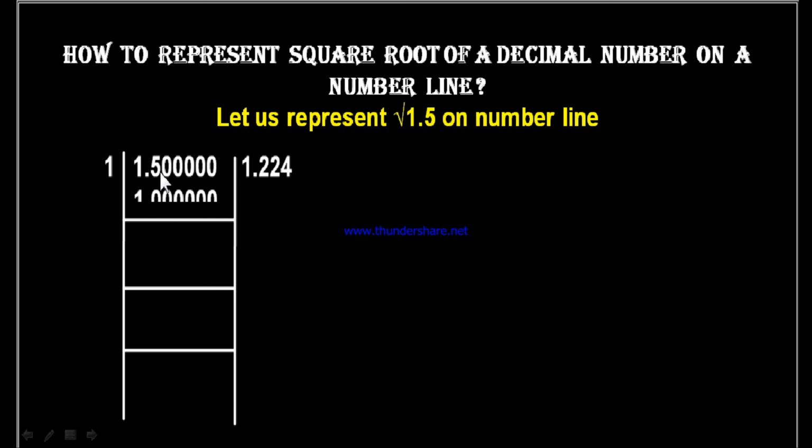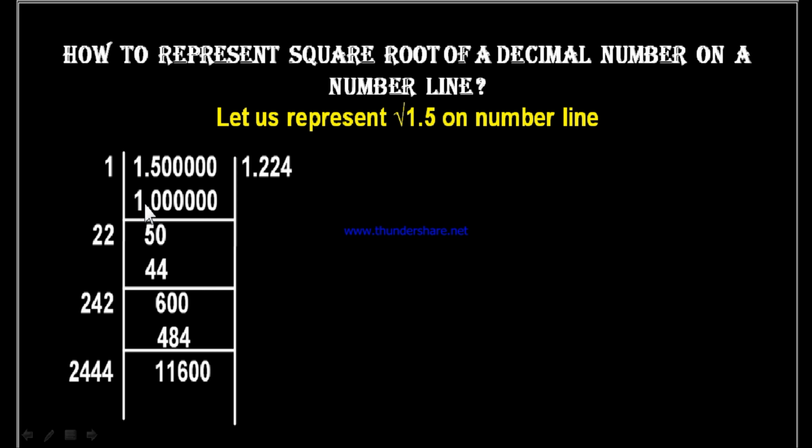We took 1.5 and there are no other decimal places, so I took zeros. You came across this method of finding square roots in your 9th class. Now we have to go for the square table. 1 into 1 is 1, you write it under this 1 and subtract. Then you have 50. At each step you have to take two places, therefore I took 50. As the point is there, we took the point.